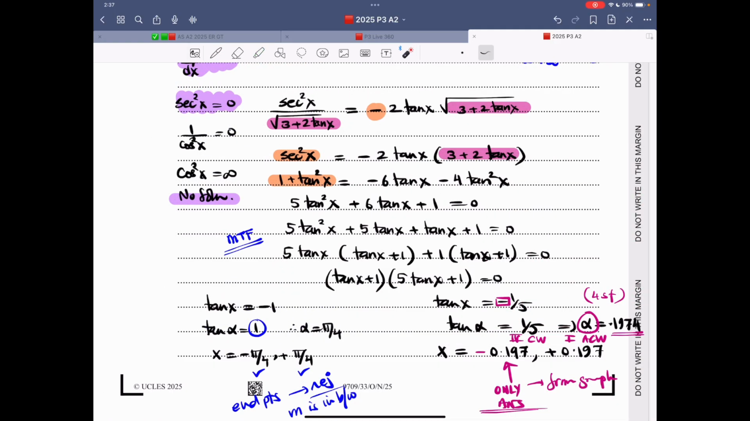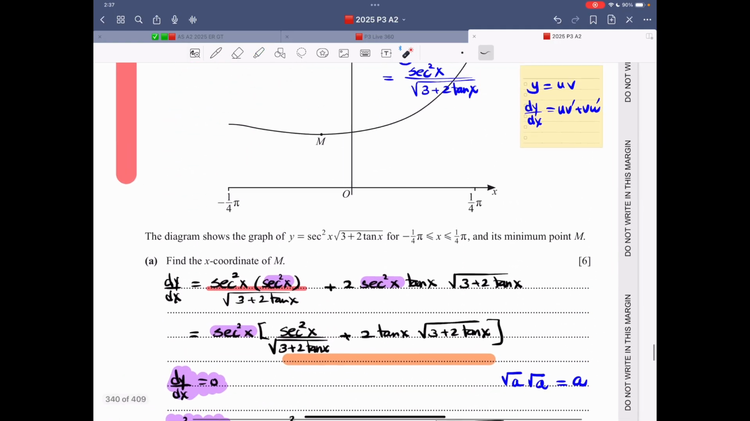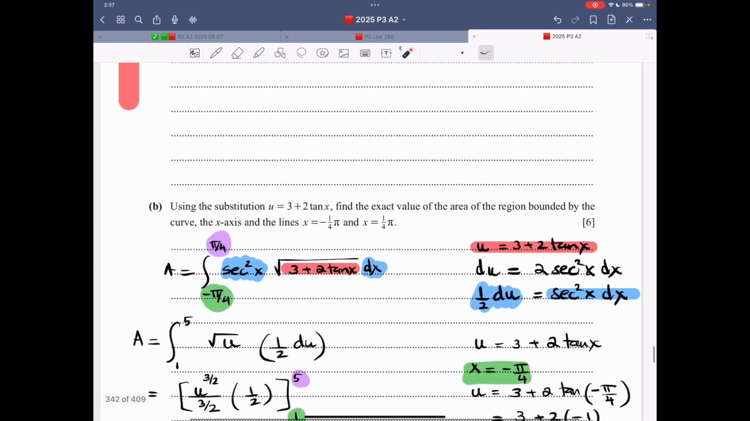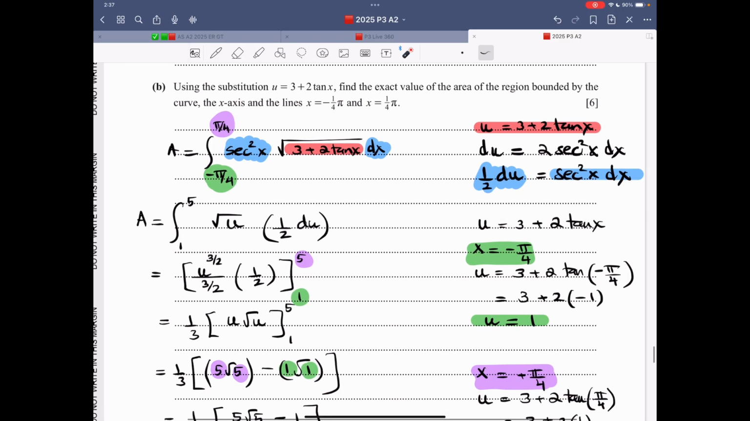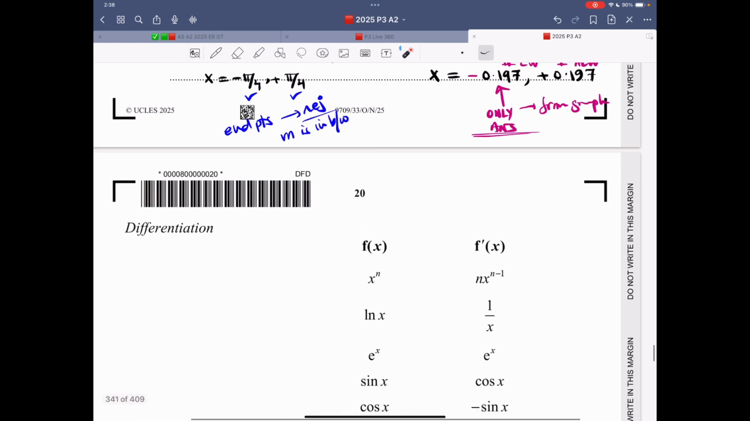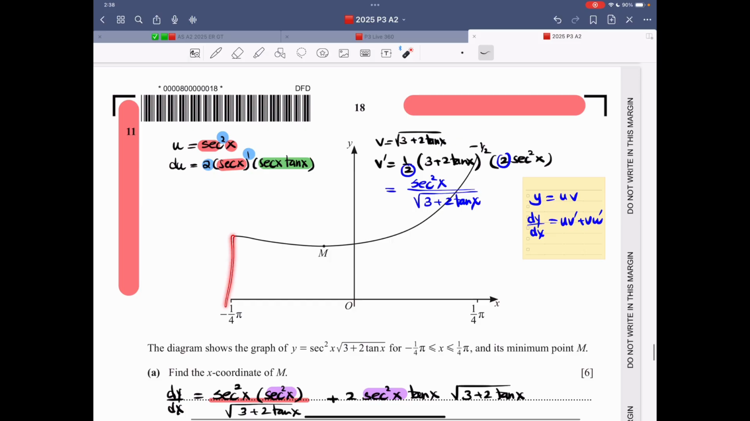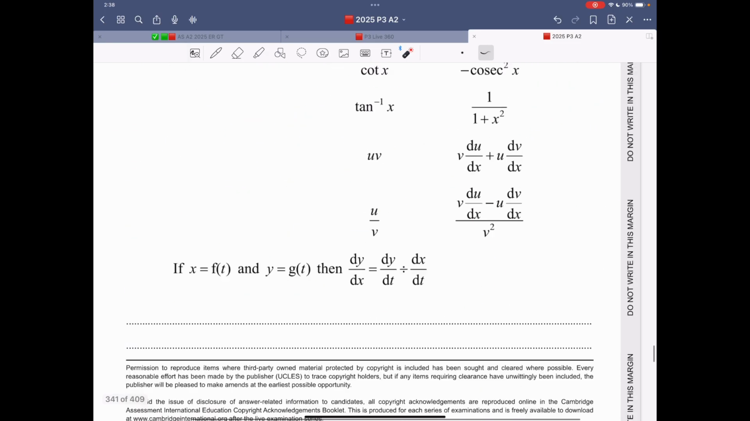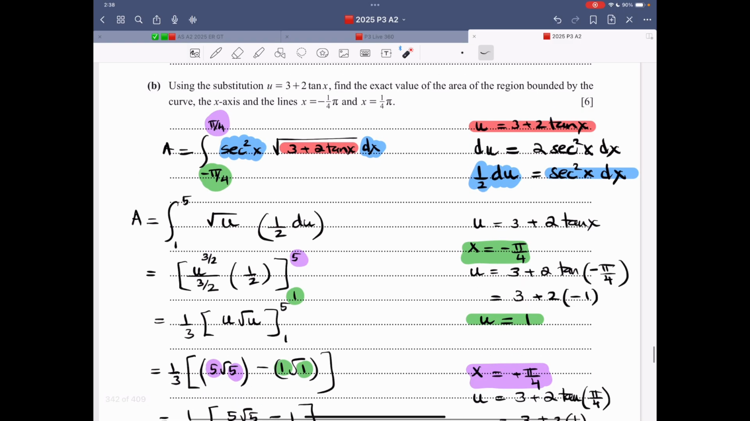So now let's move to the next part, and that is on the next page. That is this one. Using the substitution, u is 3 plus 2 tangent x, find the exact value of the area of the region bounded by the curve, the x-axis, the line x is equal to negative pi by 4, line x is equal to pi by 4. So technically, we want the area under the graph. So it is simple integration and using substitution.